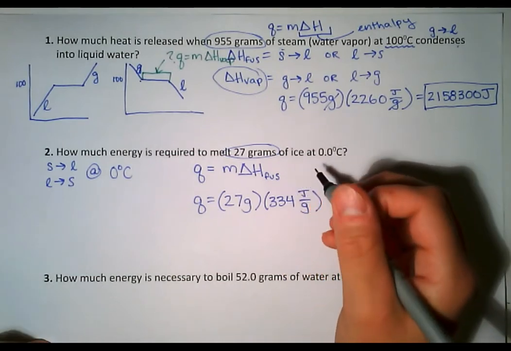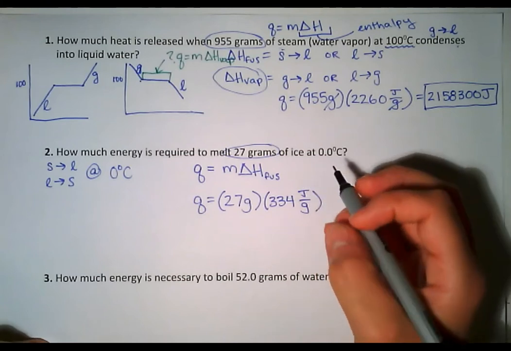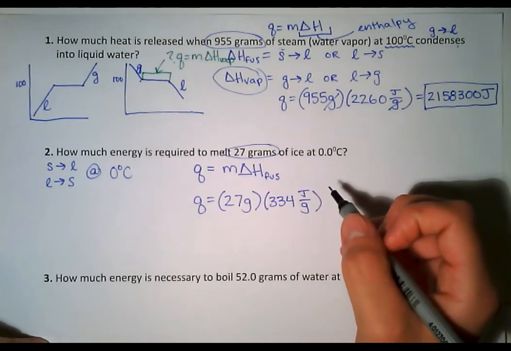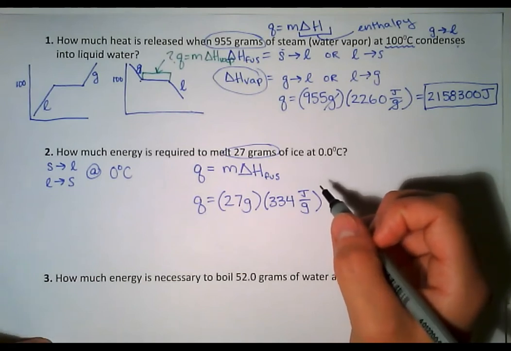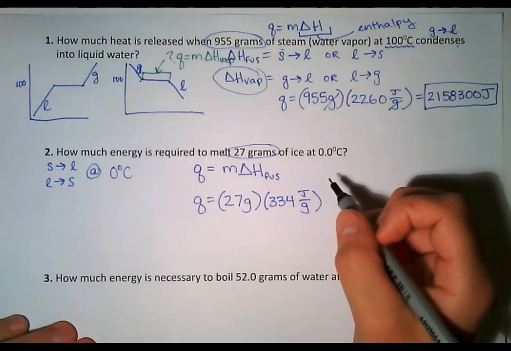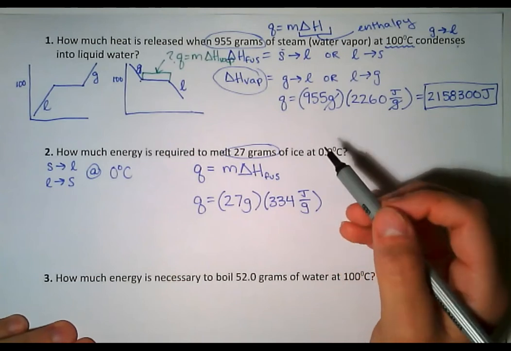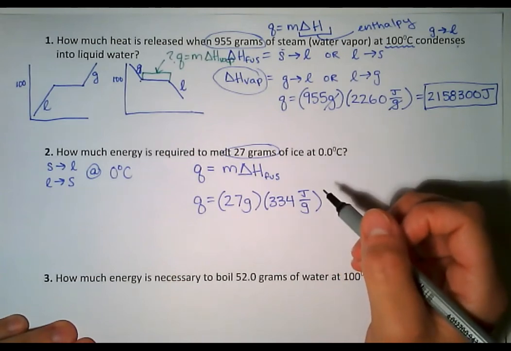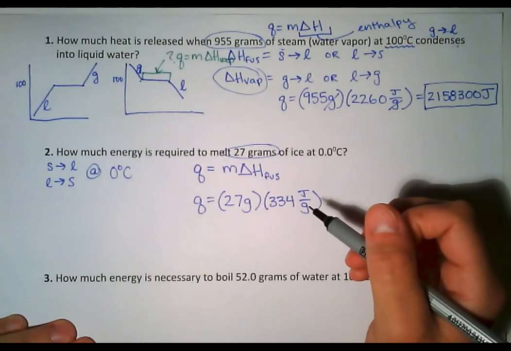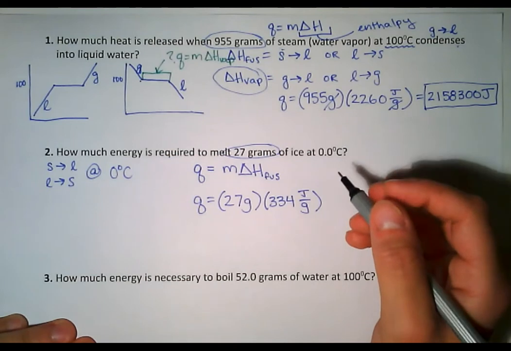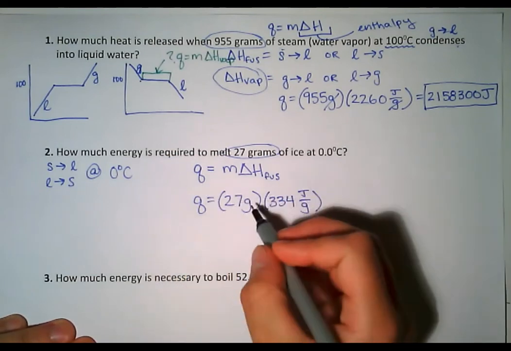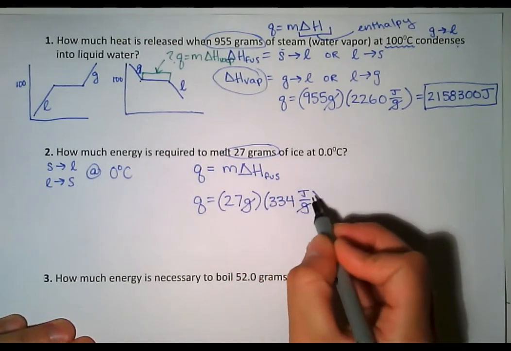Please do note that these values are only for water. It's the delta H of fusion of water and the delta H of vaporization of water. If it's asking you to determine how much heat energy is required to melt or vaporize a different substance, the delta H value should be given in the problem. You can look up these values for a whole bunch of different substances as well if you ever need to know one. So here we have 27 grams. Grams will cancel out and we'll just be left with joules.